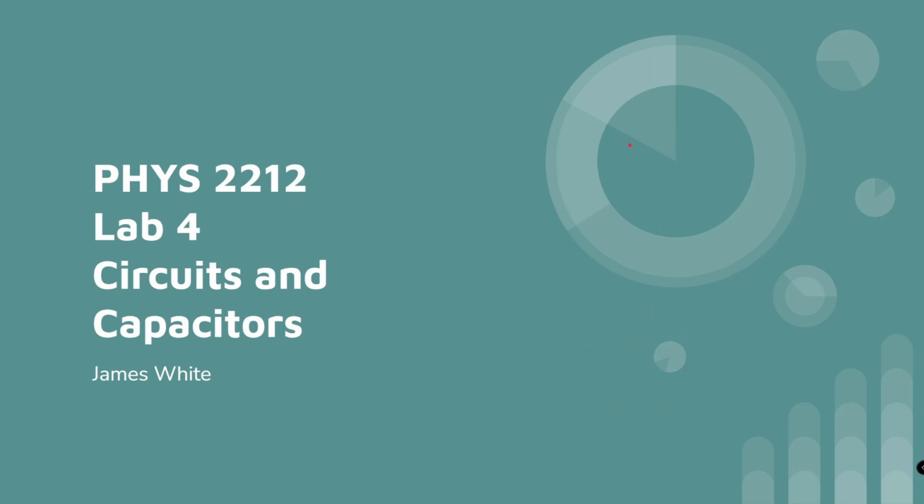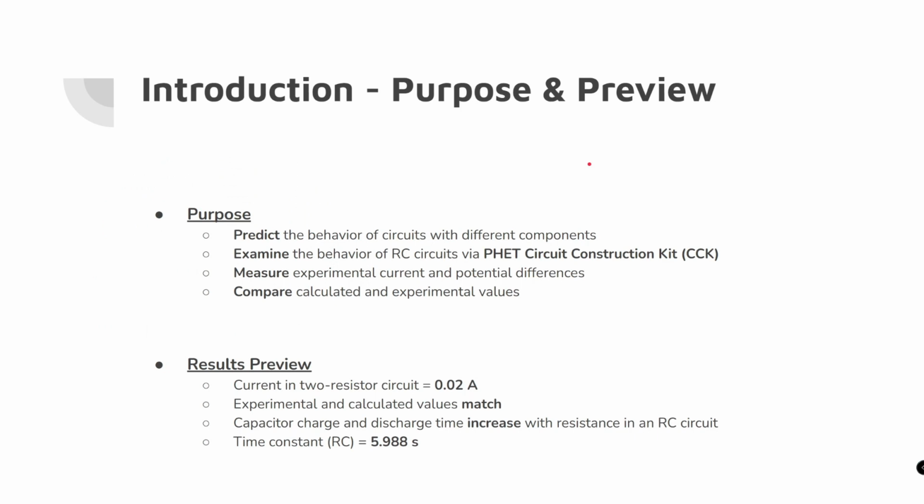This is Physics 2212 Lab 4, Circuits and Capacitors. So a little introduction. The purpose of this lab is to predict the behavior of circuits with different components, then examine their behavior using the PHYS circuit construction kit, and then measure experimental current and potential differences and compare calculated and experimental values.